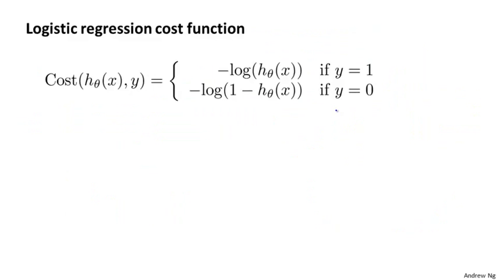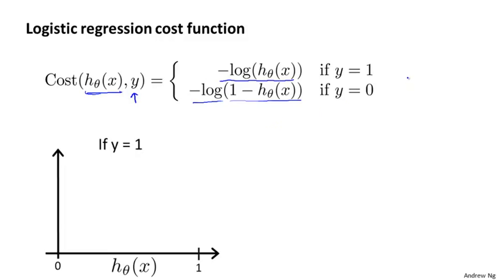We're going to say that the cost, or the penalty, that the algorithm pays if it outputs the value h of x, so if this is some number like 0.7, but the actual label turns out to be y, the cost is going to be minus log h of x if y is equal to 1, and minus log 1 minus h of x if y is equal to 0. This looks like a pretty complicated function, but let's plot this function to gain some intuition about what it's doing.